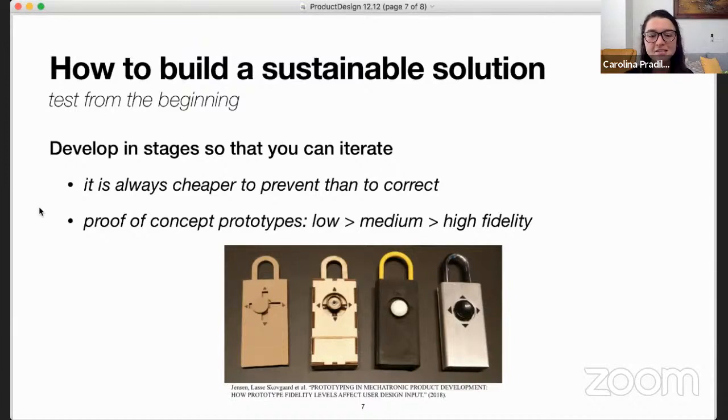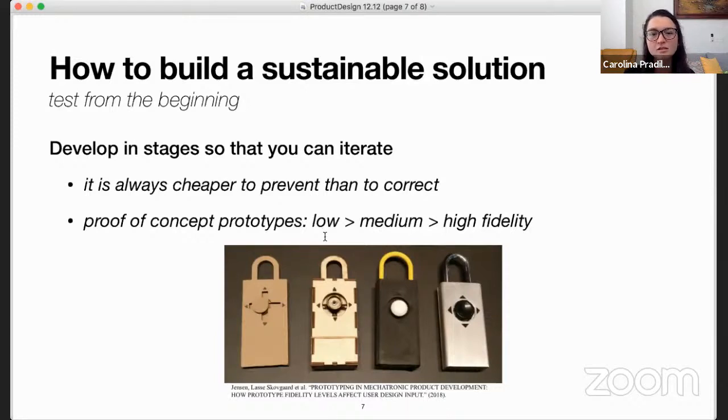There are so many cases that we could cover on how poor manual instructions deteriorated the release of a product, or little details like, for example, this lock, right? If it's not really intuitive for the user, they're just going to put it to the side. So it's very important to hone in on your proof of concept.